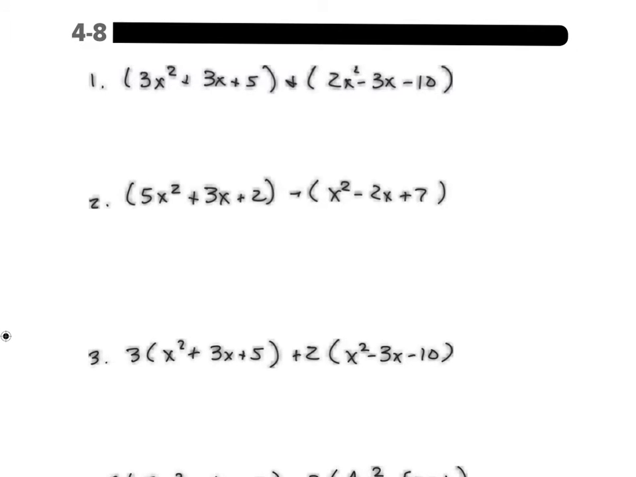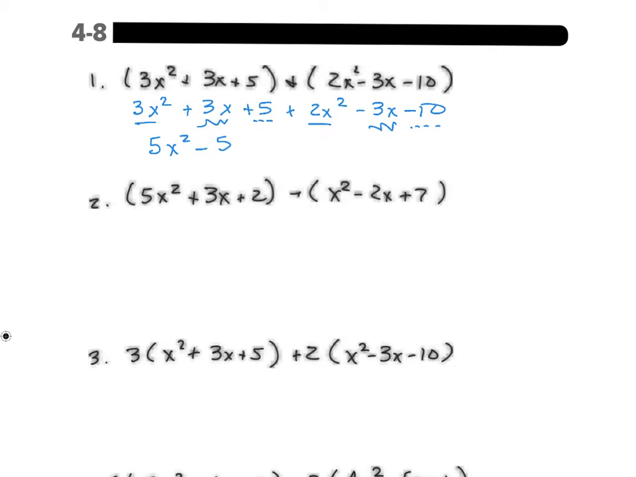Number 1 is just straight addition. It's probably the easiest of all the problems that we'll do. Really, the parentheses are there for no other reason than to say I'm adding two polynomials, so I'm just going to drop them. Now we're going to combine like terms. These x squareds are like terms: 3x squared plus 2x squared is 5x squared. 3x minus 3x means I have no more x's. The 5 and the minus 10 are like terms, so 5 minus 10 is negative 5. So I should have 5x squared minus 5.